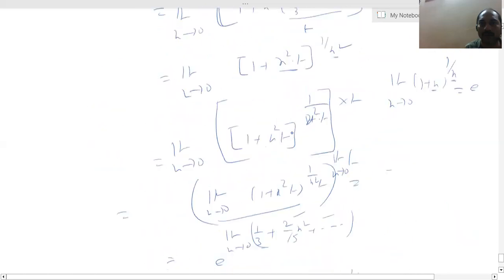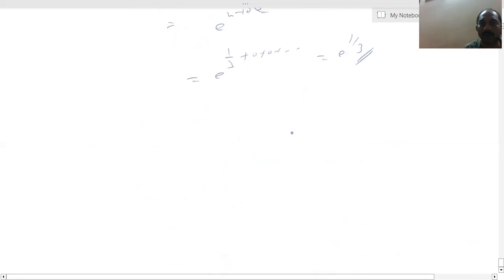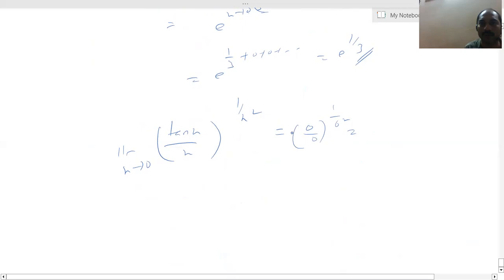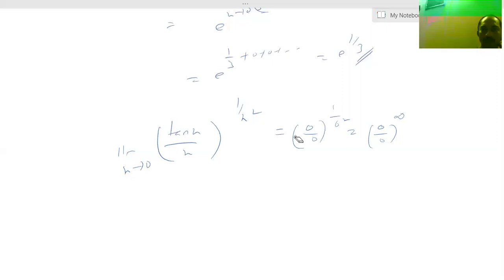Using our models, can we solve this same problem? Tan x by x, whole power 1 by x square, limit x tends to 0. Tan 0 is 0, so it is 0 by 0, whole power 1 by 0 square, which is infinity. 0 by 0 is not determined. Don't put infinity; 1 by 0 square means infinity. It also does not fall in our model. That's why we apply the expansion and simplify the expression.